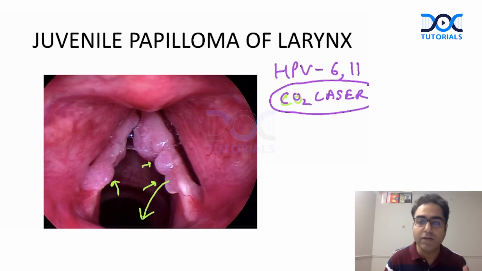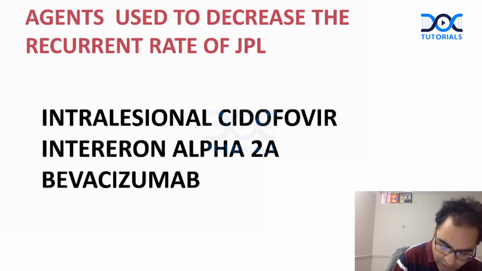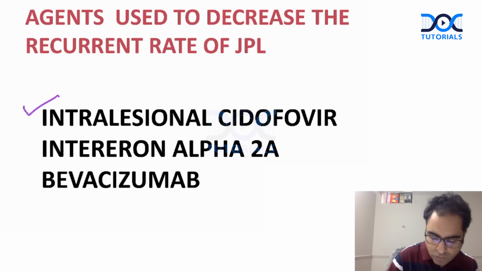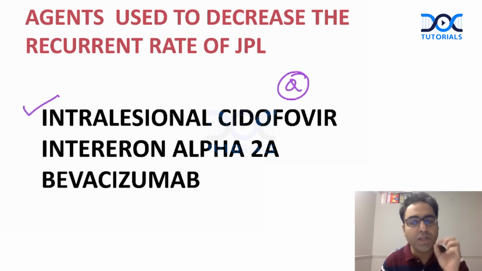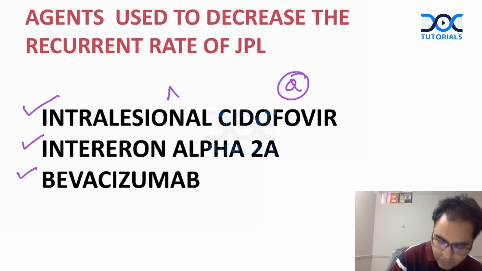Don't forget, carbon dioxide laser is used to evaporate these papillomas, but they can come back. The patient might need multiple surgeries. Now, a very famous question is, what are the agents used to decrease the recurrence rate of juvenile papilloma of the larynx? Please don't forget, intralesional cidofovir is a famous question of the paper. So intralesional injection of cidofovir is used to decrease the recurrence rate. Second are interferon alpha 2A and bevacizumab. Mainly, please don't forget cidofovir.